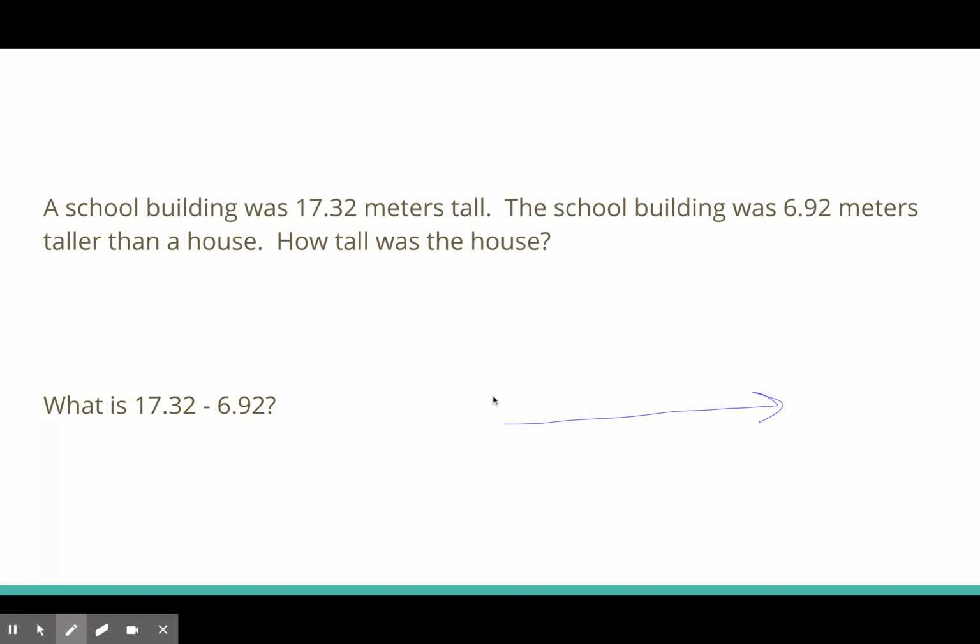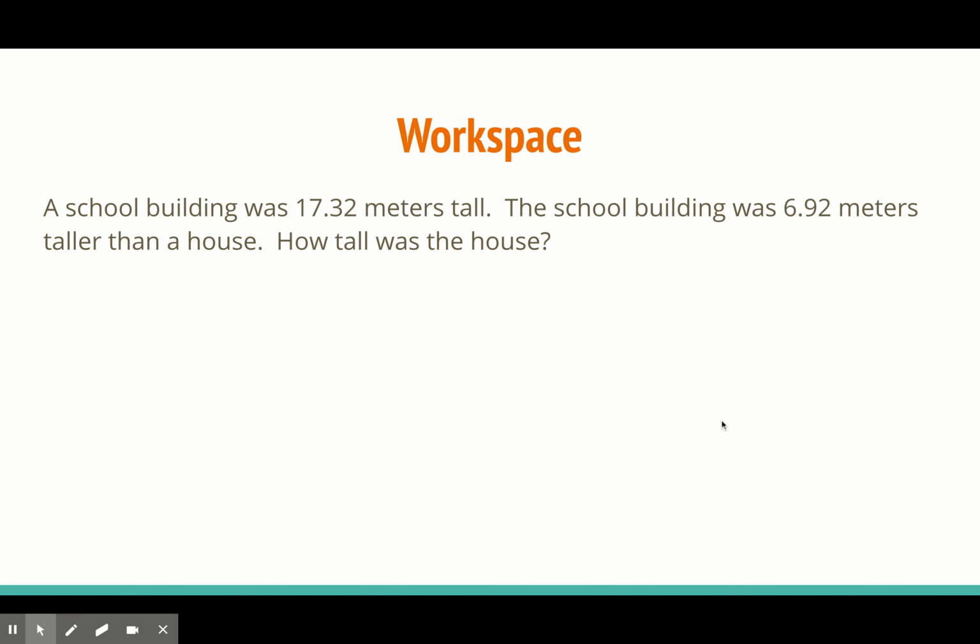We have our change number, 6.92. We have our school here and our house, and then we can cross off school and write 17.32. All right, so on the next slide, you're going to go ahead and figure out your answer. And this is what you're going to get done. So what is 17 and 32 hundredths minus 6 and 92 hundredths, right?